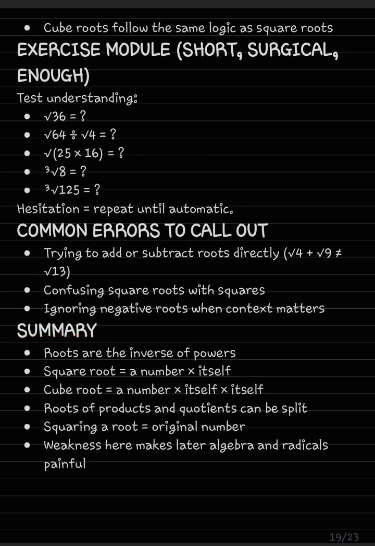Summary. In summary, roots are the inverse of powers. A square root identifies a number multiplied by itself, while a cube root identifies a number multiplied by itself twice more. You can split roots of products and quotients to simplify your work, and squaring a root will always return you to the original value. Weakness here makes later algebra and radicals unnecessarily painful, so ensure this foundation is solid.